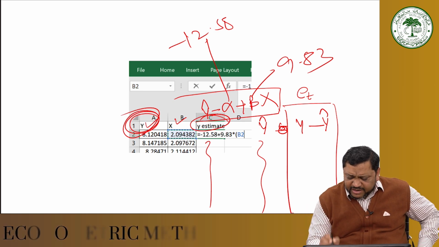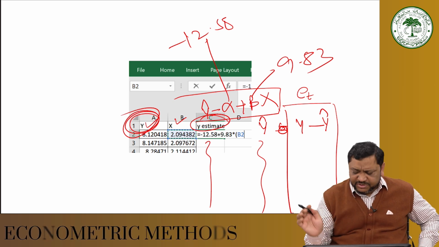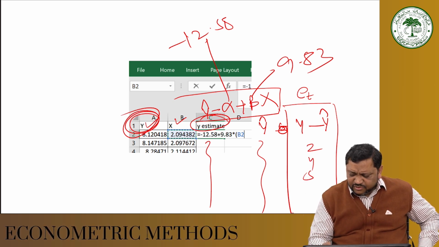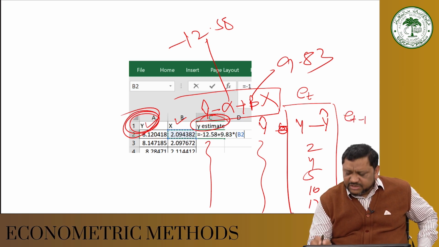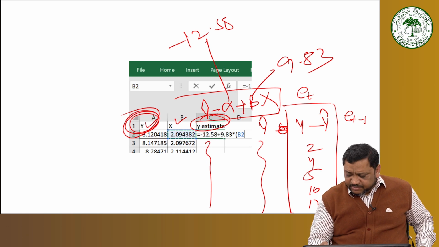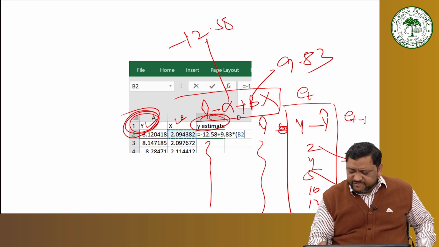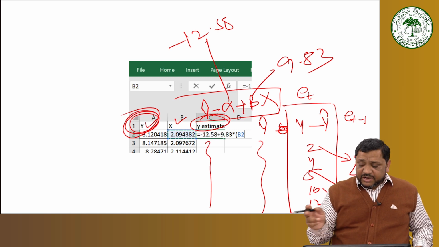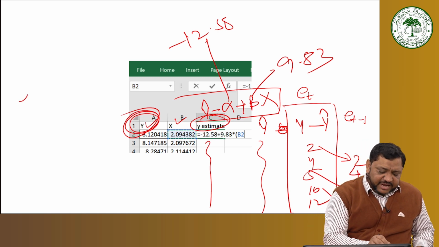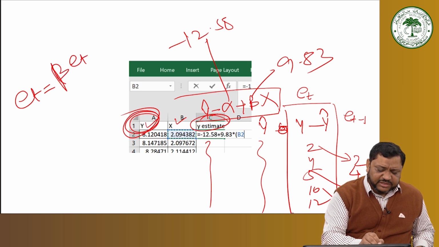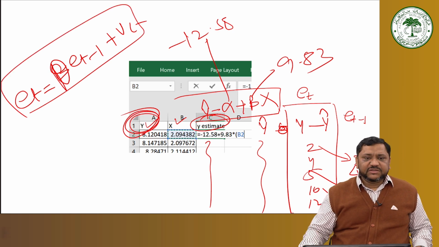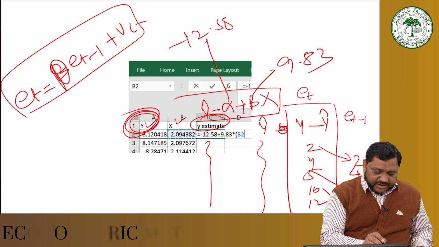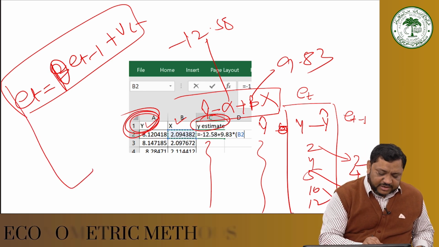Then suppose your error term was like this. I am just giving a hypothetical picture, it's not a correct thing. Say it is 2, 4, 5, 10, 12. Then you do another step, ET minus 1. When you do this step, this 2 comes here, this 4 comes here, this 5 comes here, and this 10 comes here. Now you estimate the equation as ET is equal to, say, any coefficient theta times ET minus 1 plus VT. We are going to estimate this equation.